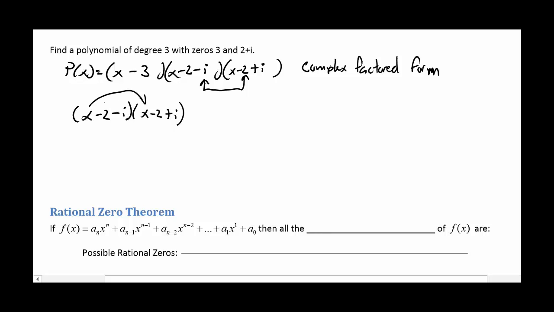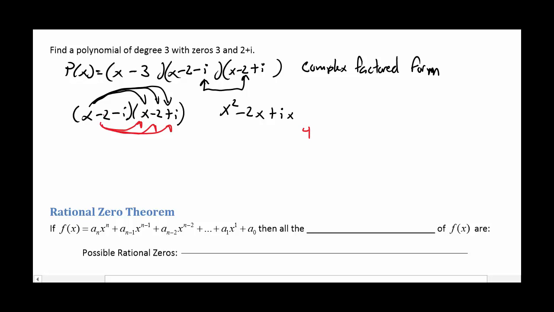So x times x, x times negative 2, and x times i. So x times x, I get x squared, minus 2x, plus ix. Okay, then I'm going to come in with the second term. So the negative 2 times x, the negative 2 times negative 2, and the negative 2 times i. And negative 2 times negative 2 is 4, so I'm going to write that here at the end because I don't have a like term yet.